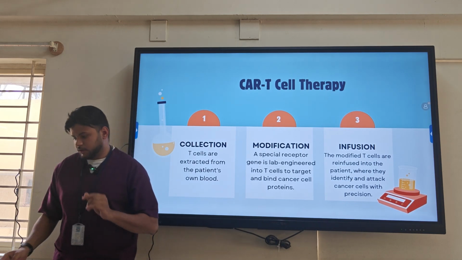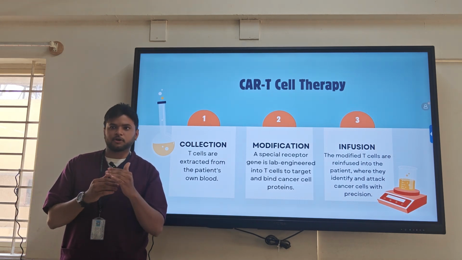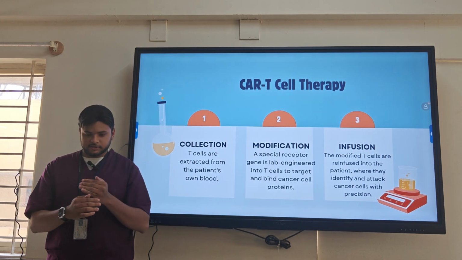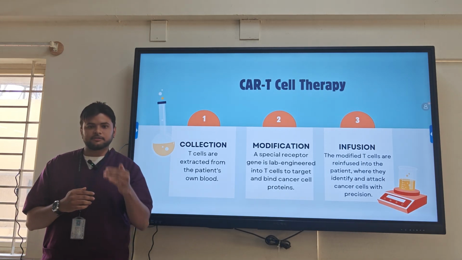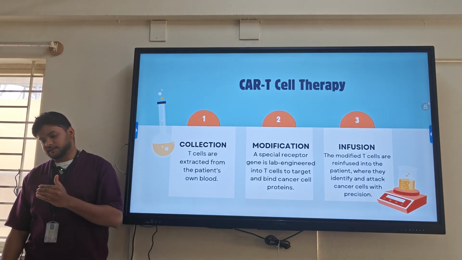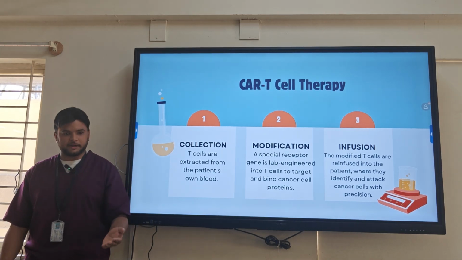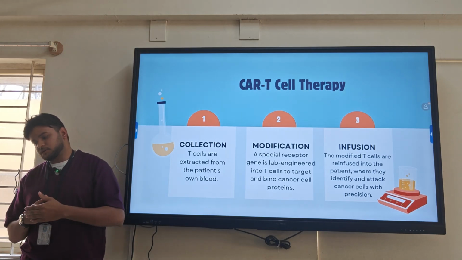That's the common thing. But here, we are first preparing the patient, like prior 5 days, then on the first day, like -5 to -3, it runs. On the first day, we collect the sample. What's the sample? T cells are extracted from the patient's own blood. Only T cells we are extracting. Then we will do the modification.